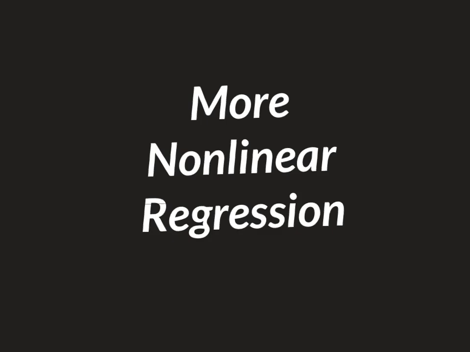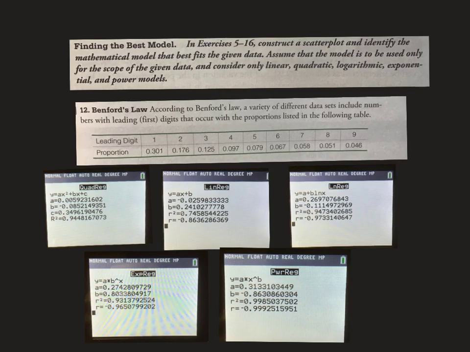Non-linear regression. Okay, the directions. I basically took a picture of your book. This is the exact same directions you're going to see on your Google Doc today. It says finding the best model. In exercises 5 through 16, we're doing 12, which means you're only going through 11, and honestly, you're going 6 through 11 today, so not many. Construct a scatter plot. Identify the math model that best fits the given data. Assume that the model is to be used only for the scope of the given data, and consider only linear, quadratic, logarithmic, exponential, and power models.